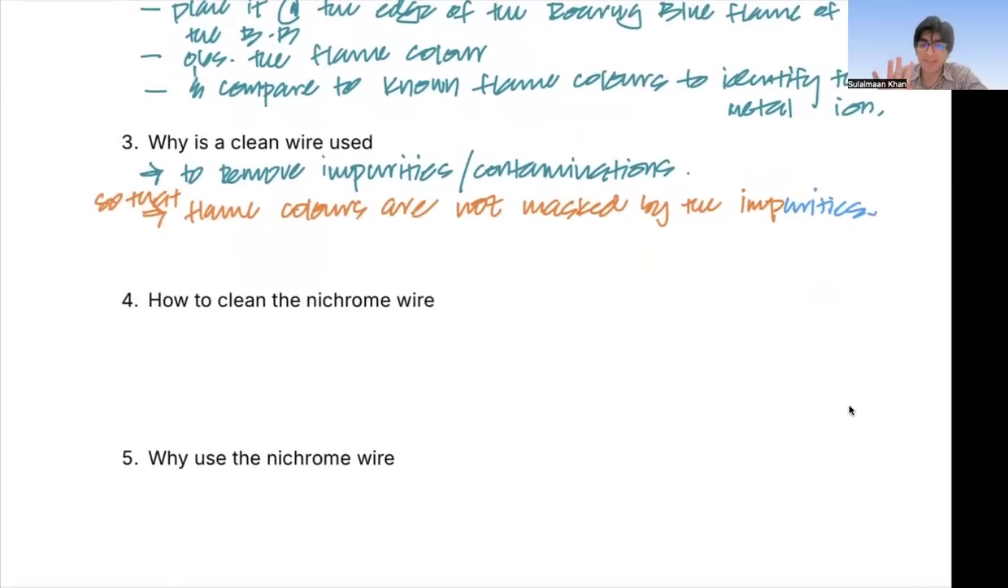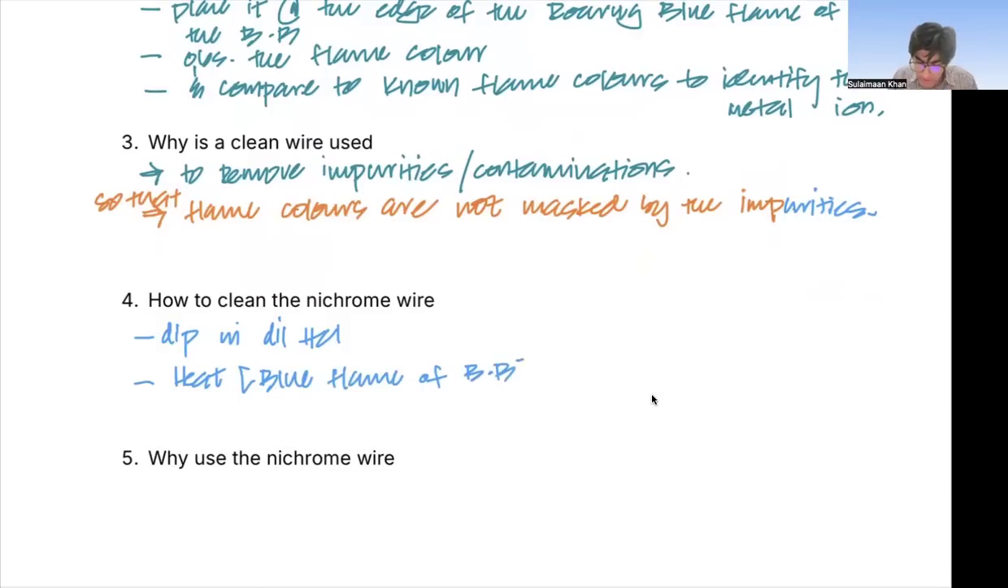These things are a little extra, I'm telling you beforehand, but you should know them. How do you clean it? You dip it in dilute hydrochloric acid, and when you dip it in dilute hydrochloric acid, then you start heating it. Why do we need to heat it? You heat it in the blue flame of the Bunsen burner.